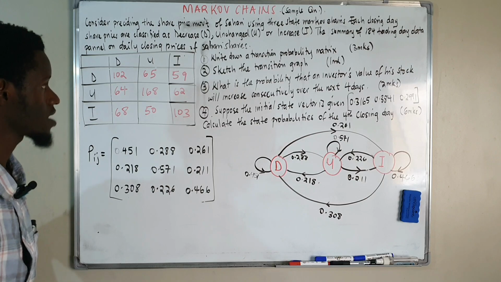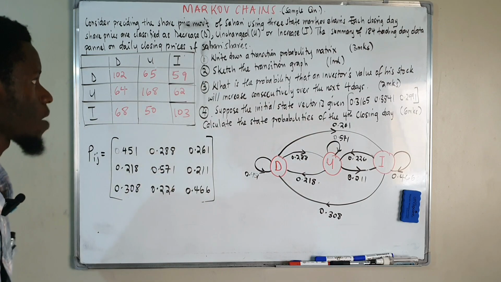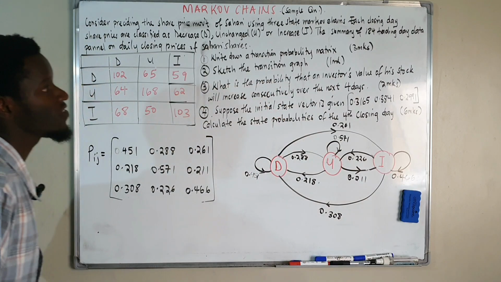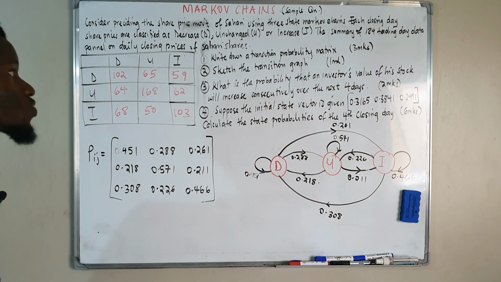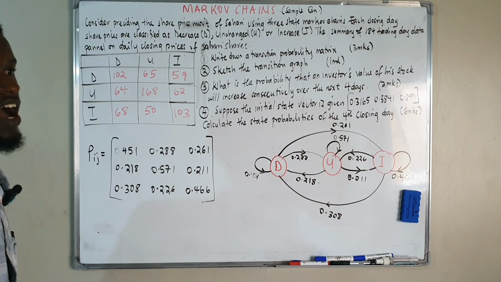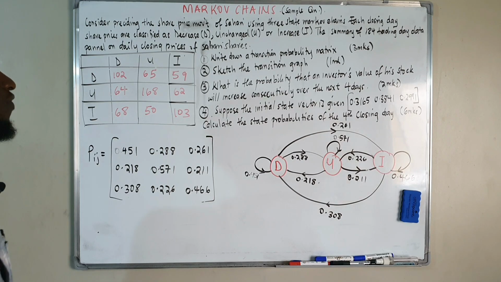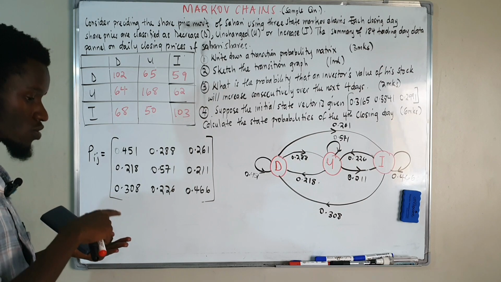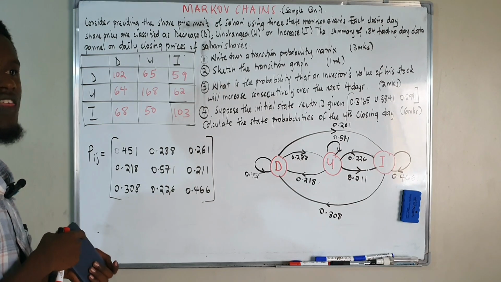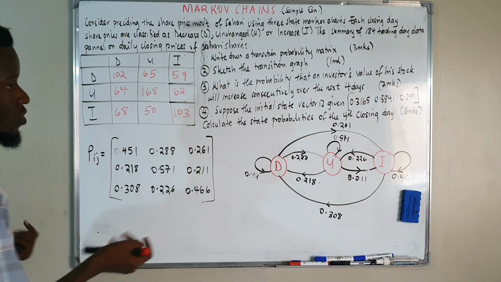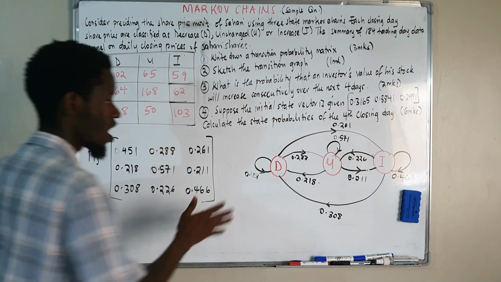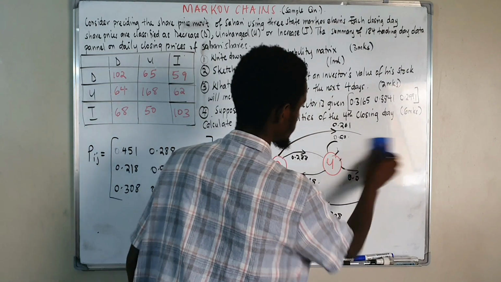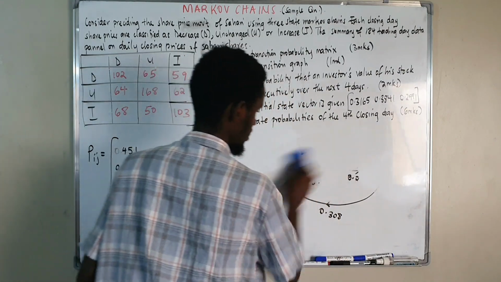Part number 3. They say, what is the probability that an investor's value of stock will increase consecutively over the next 4 days? I think here it has to increase on the 4th day, the 3rd day, the 2nd day, and the 1st day. They're giving us a path to pass through. I can easily remove this because you have already copied it. If I remove this, I need to create space to answer the question.